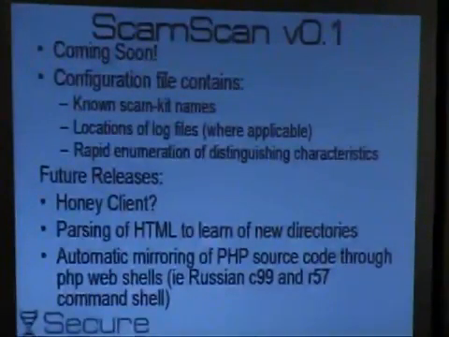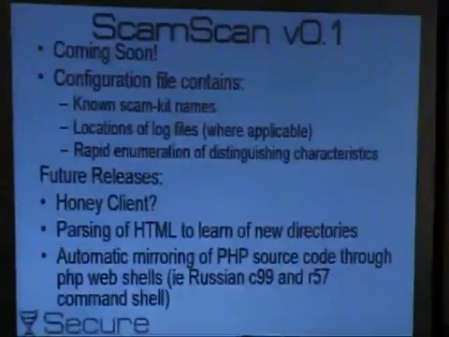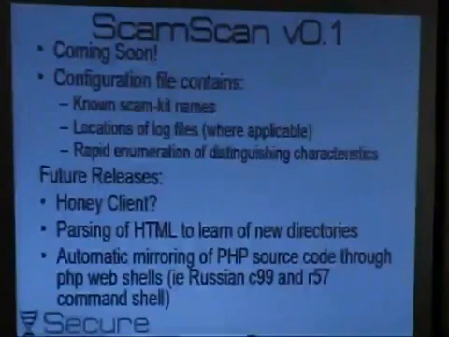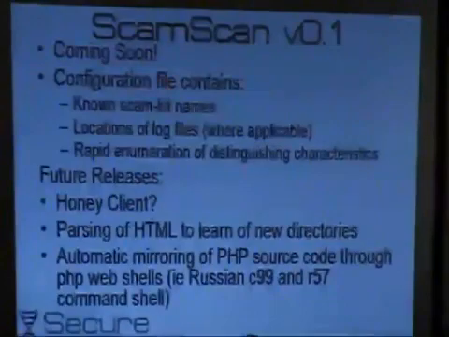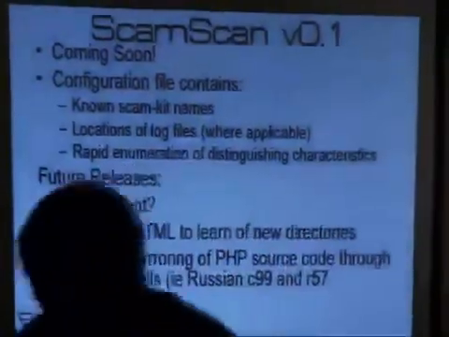Basically, we want to use that to automate and mirror sites and pick up patterns, like IE 604.cgi, and HTML looking for exploits within the actual sites. We pick up a lot of scam kits along the way, which gives us the actual email addresses and the drops. We'll also have parsing of HTML to learn of new directories, and automatic mirroring of PHP source code through PHP web shells. The great thing is that we're seeing phishing attacks that are setting up the Russian C99 and R57 web command shells.